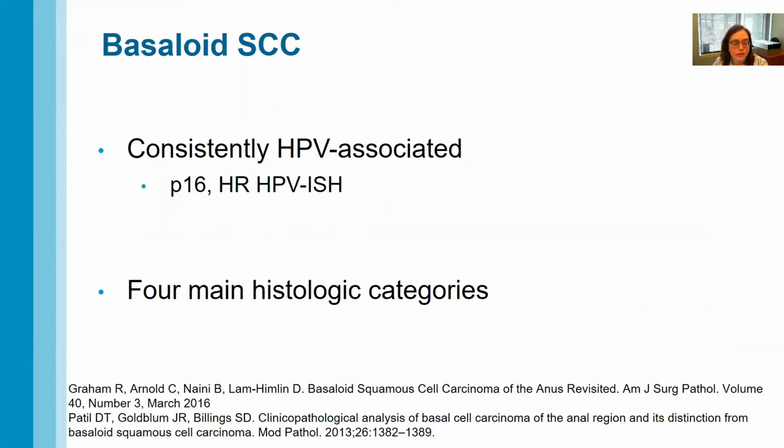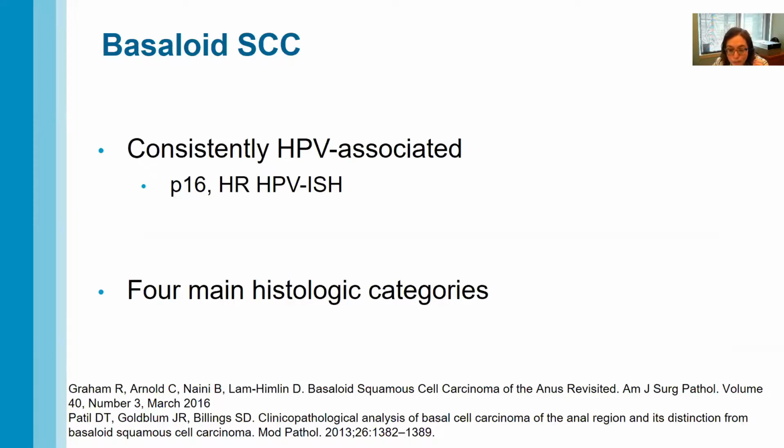As you can see, this can be problematic on H&E. Thankfully, basaloid squamous cell is consistently positive for P16 and associated with HPV, and they are immunoreactive with SOX2, which helps in the differential with BCC or basal cell carcinoma of the perianal skin.